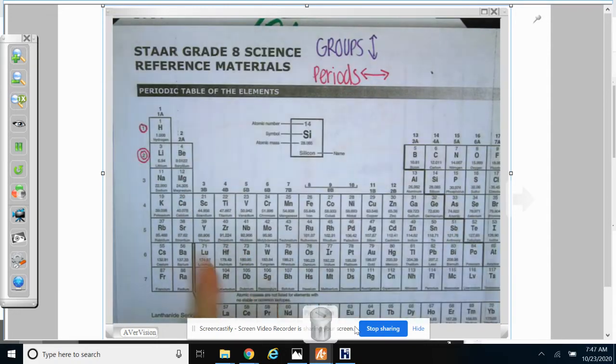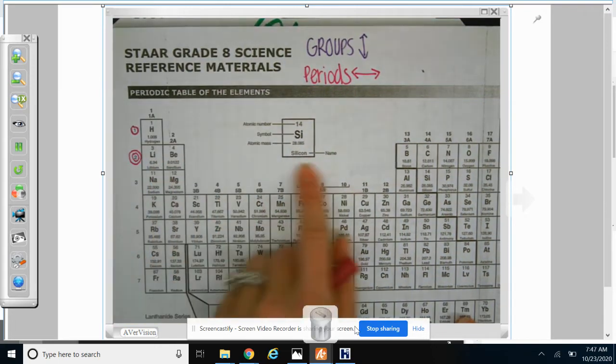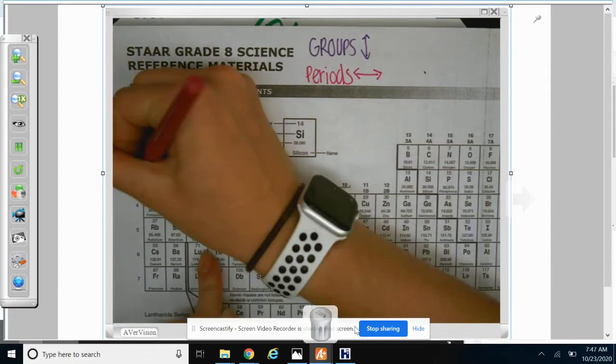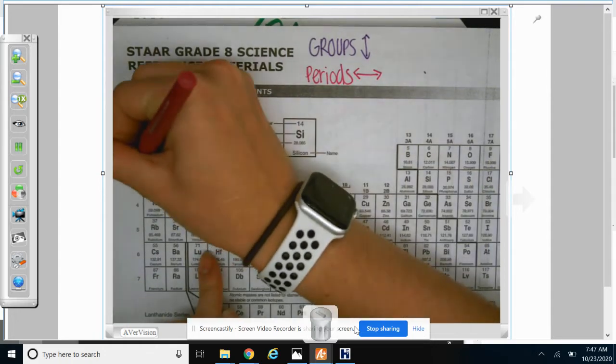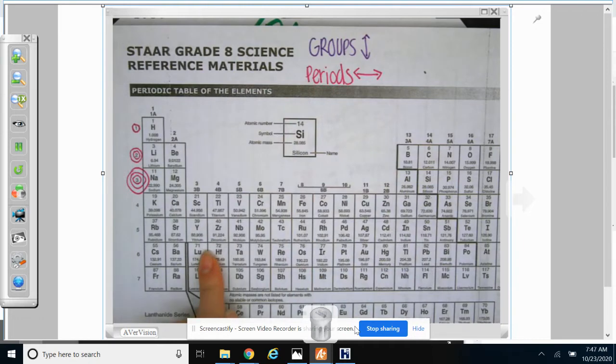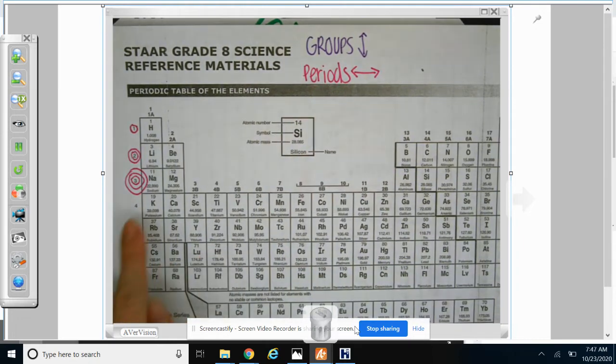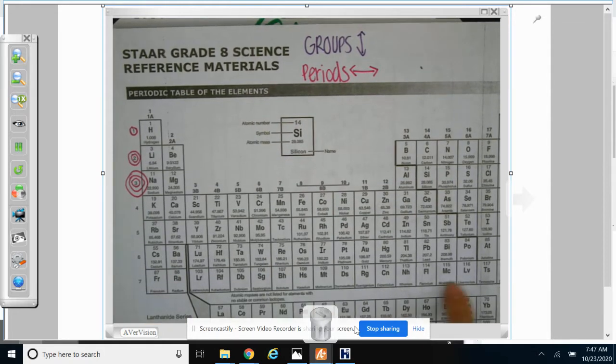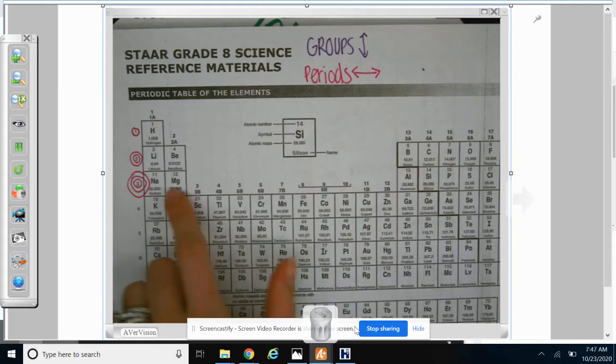So every element in period 2 has 2 energy levels. Every element in period 3 has 3 energy levels. And I could keep going, but my circles are going to get huge, so I'm going to stop there. But every element in period 7 has 7 energy levels. That's what that number tells you. So if I say what element has 3 energy levels, it has to be an element in period 3.